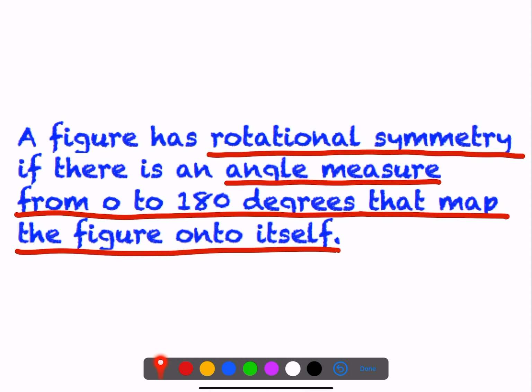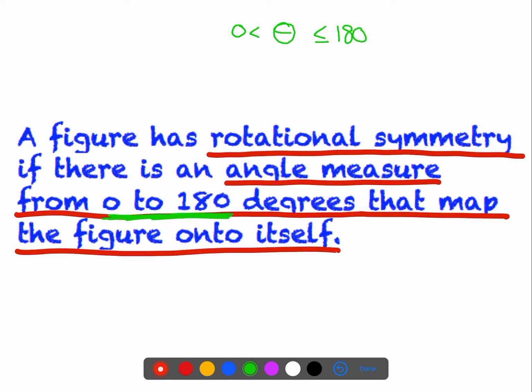Next, we're going to go ahead and move into rotational symmetry. So a figure has rotational symmetry if there's an angle measure from 0 to 180 degrees, so this is really important, 0 to 180 degrees, that maps the figure onto itself. So our angle of rotation must be greater than 0. It can't be equal to 0, because if my angle measure that I'm rotating is 0 degrees, I'm not moving at all. It's not an actual rotation. So it needs to be greater than 0, but less than or equal to 180.